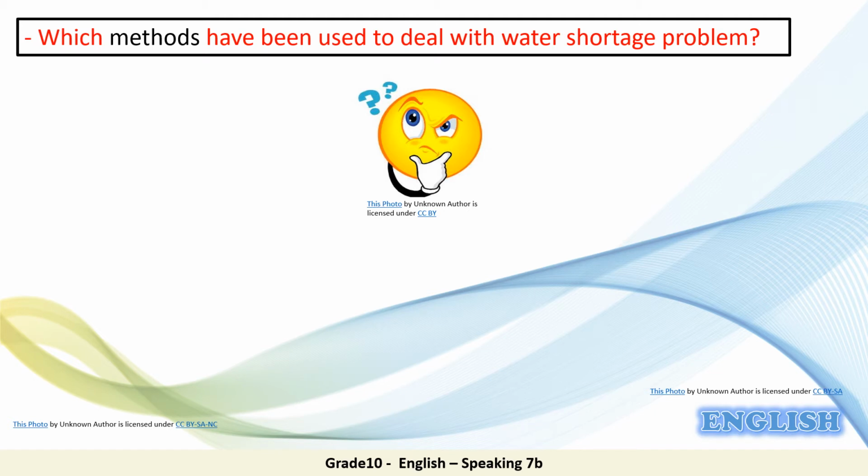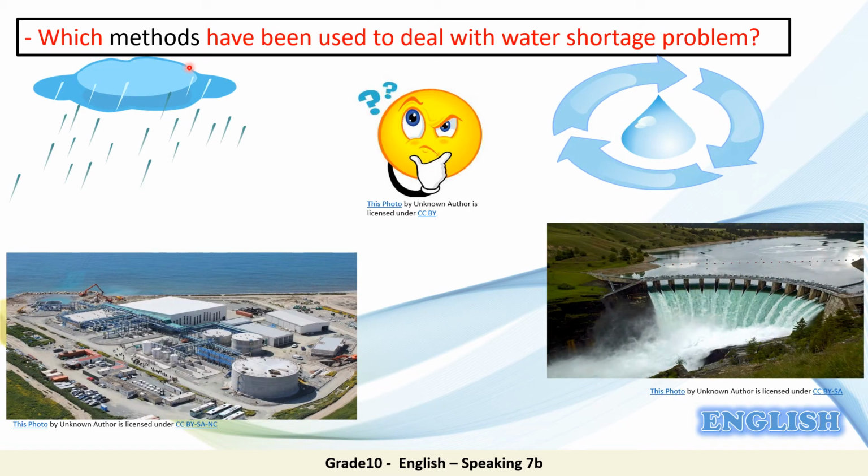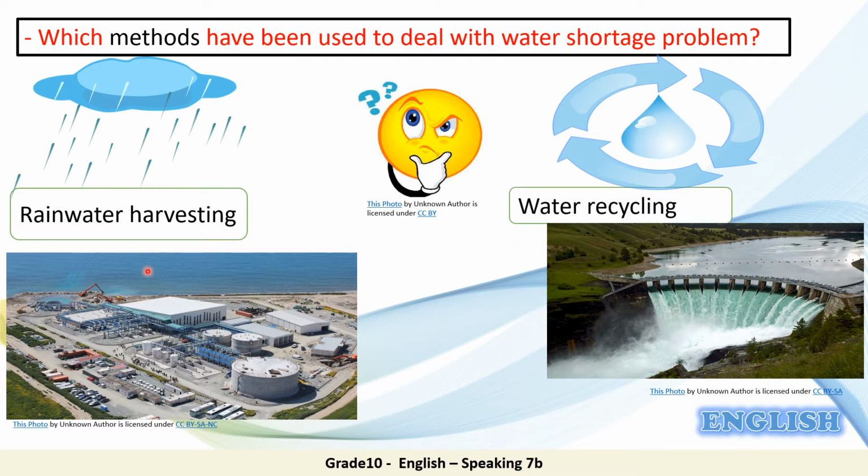Now that we are done with the reasons of water shortage, what are the methods that have been used to face this problem? The pictures below will help you guess. Please pause the video and think about the answer. Let's correct. What do we have in picture number 1? It's rain. This method is called, very good, rainwater harvesting. How about this method? What do we call this process? Recycling, very good. In this case, we talk about water recycling, very good.